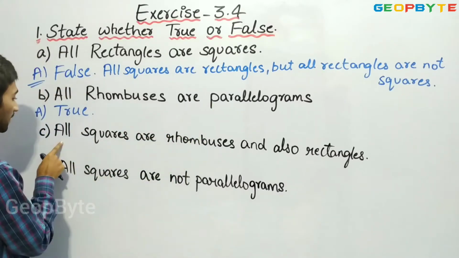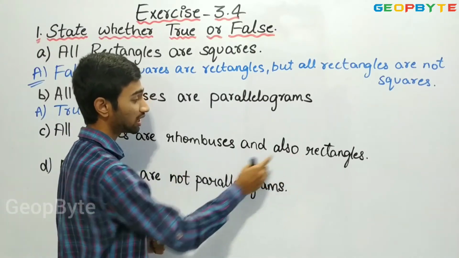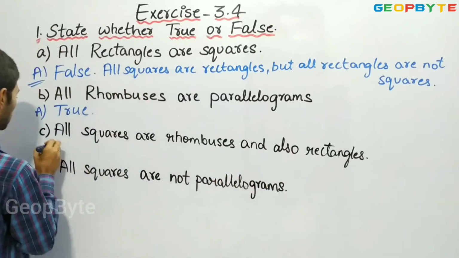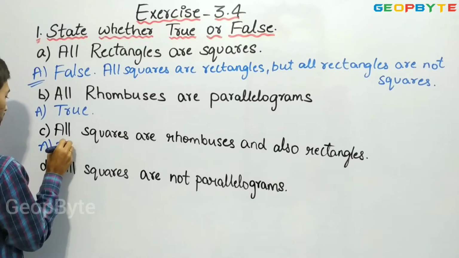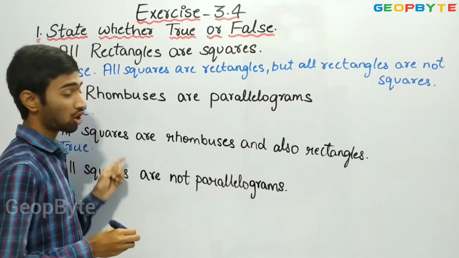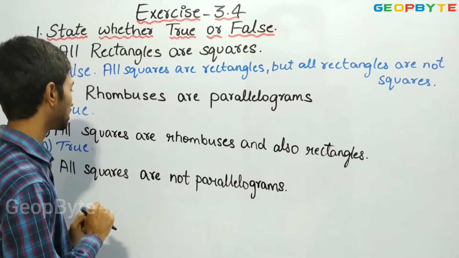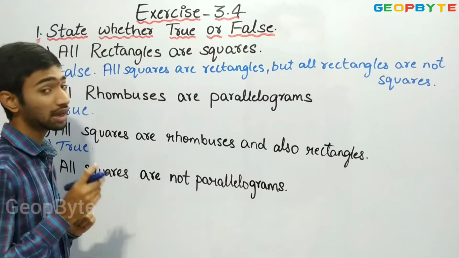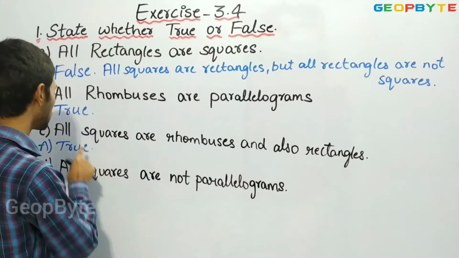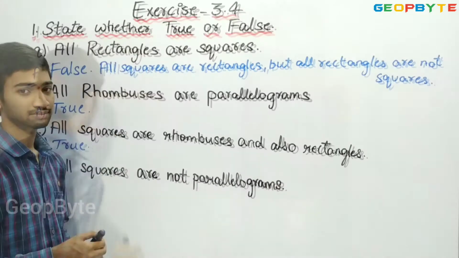Next, C. All squares are rhombuses and also rectangles. Yes, true. We know that in square, opposite sides are equal and all sides are also equal, and opposite sides are parallel to each other. So all squares are rhombuses and also rectangles.